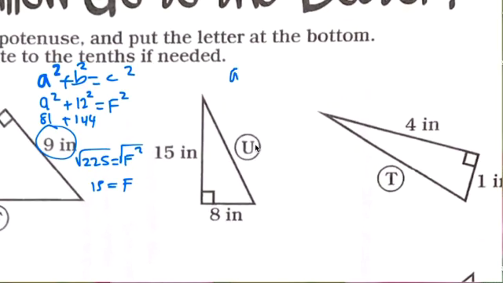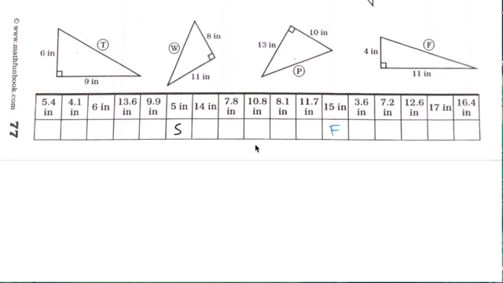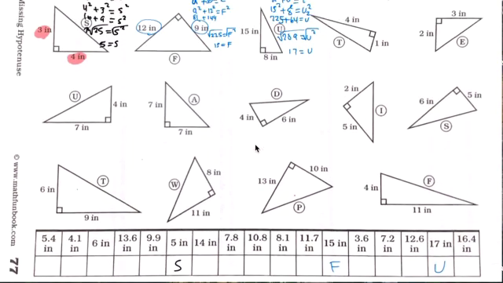Same thing here, a squared plus b squared equals c squared. A is 15 squared plus 8 squared, that's 225, plus 64 equals c squared. 289. Instead of c, we're saying u squared. Okay, and u squared, take the square root. 289 is 17. U is 17. So find u.